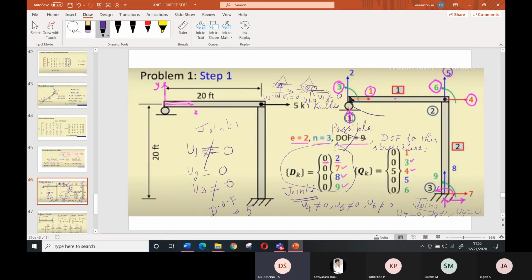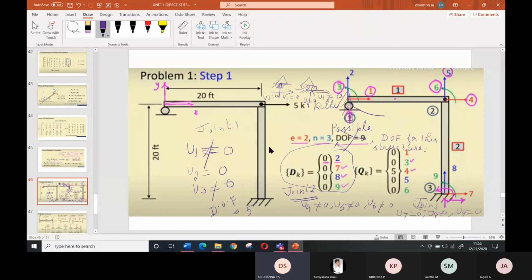Suppose I fix this end, what will happen? The possible degrees of freedom are 9, but for this structure only these 3 are available, because I have restrained it. If, instead of a roller, I put a fixity, then U1 is 0, U2 is 0, U3 is 0, U7 is 0, U8 is 0, U9 is 0. Only 4, 5 and 6 are available as freedom for the structure. If it's a roller, then you will have 5 possible degrees of freedom.